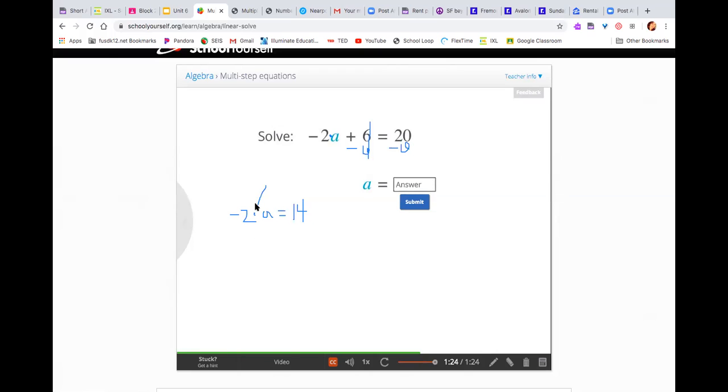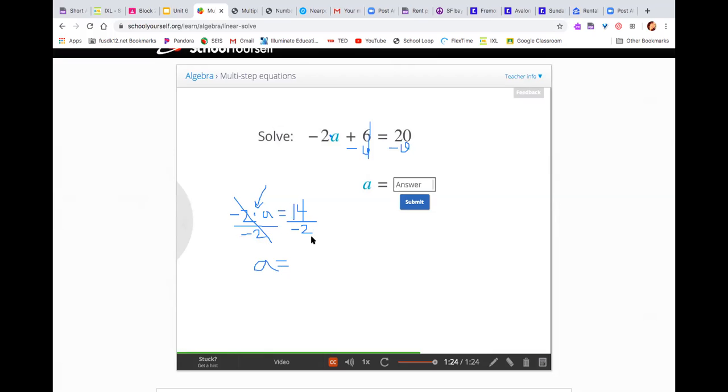My clue is that it says times. You have to divide. Divide by negative 2. Very nice. Okay, so I'm dividing by negative 2 on both sides. This cancels out. Woohoo! I got A all by itself. And then 14 divided by 2 is 12.